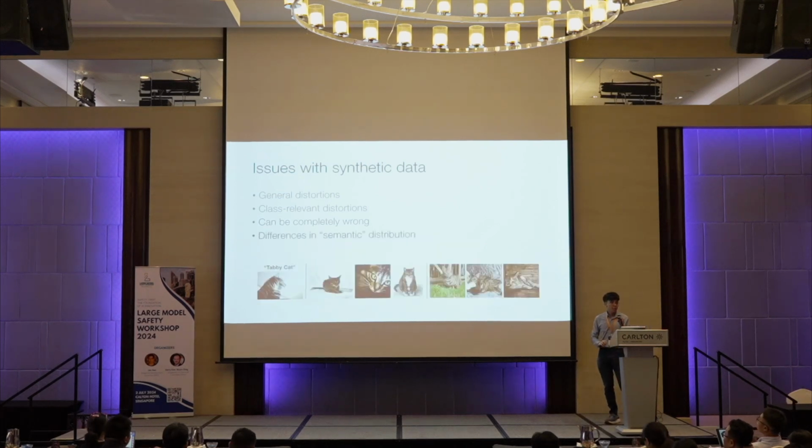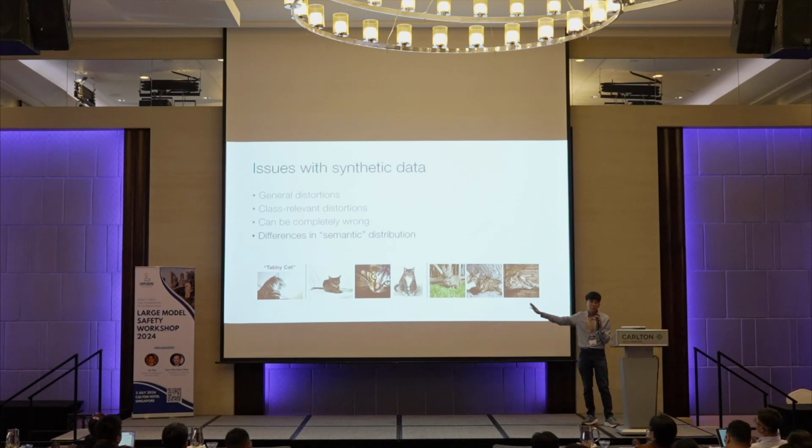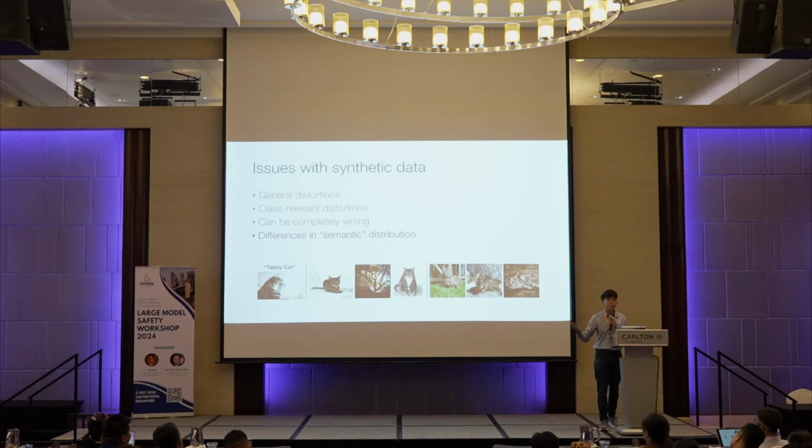And maybe more subtly, there can also be differences in the semantic nature of the images. So for example, on the left are the retrieved images. They, for whatever reason, tend to have simpler backgrounds, at least in these examples. Whereas the Stable Diffusion generated ones tend to have more complex backgrounds where the cats are in different poses. And this sort of distribution shift, even if the details of the cats are perfectly correct, still matters.